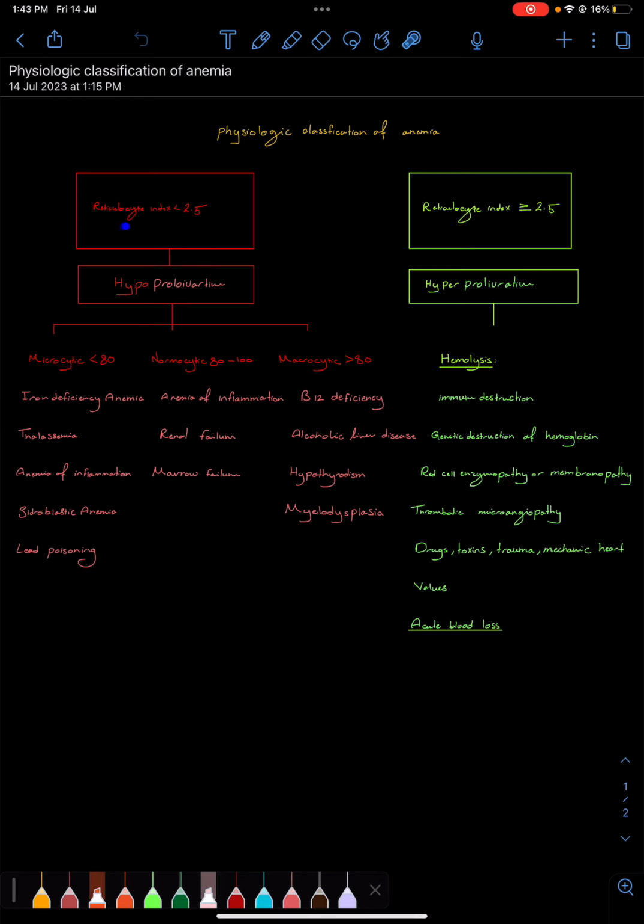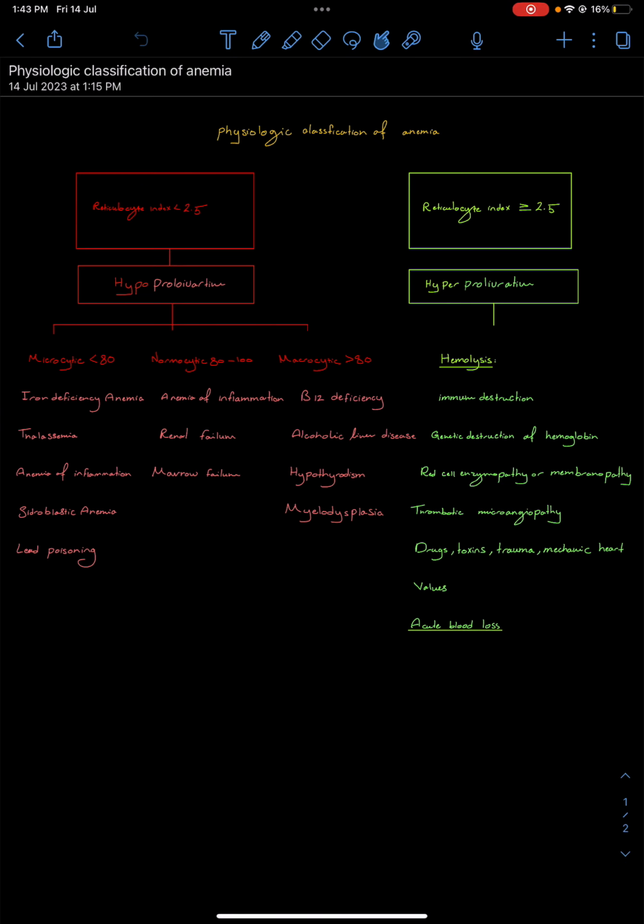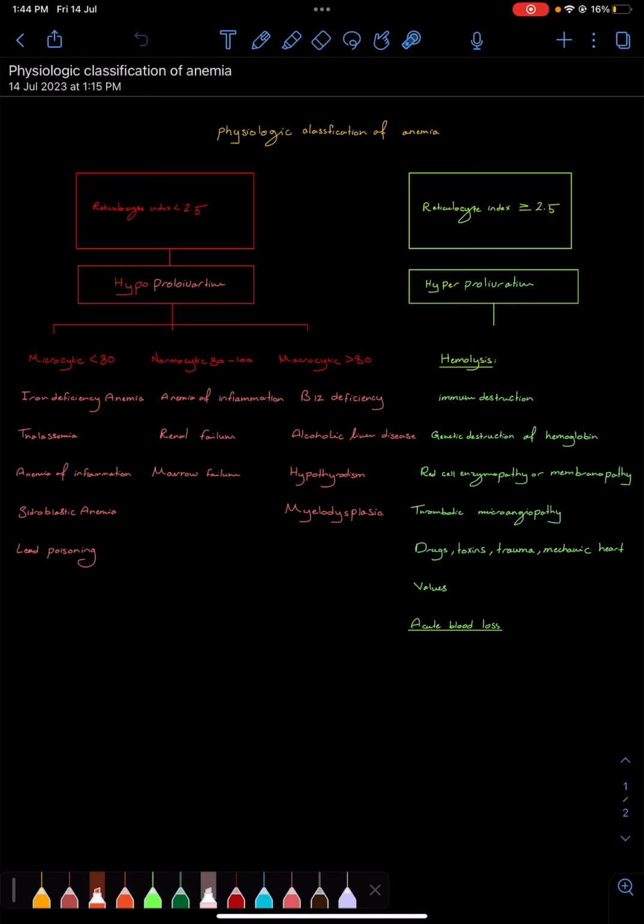At first, reticulocyte index less than 2.5, and reticulocyte index more than 2.5. These are the big categories, and we're going to build the next levels upon these. Once it is less than 2.5, it's considered hypoproliferative anemia. But once it exceeds 2.5, it's considered hyperproliferative.